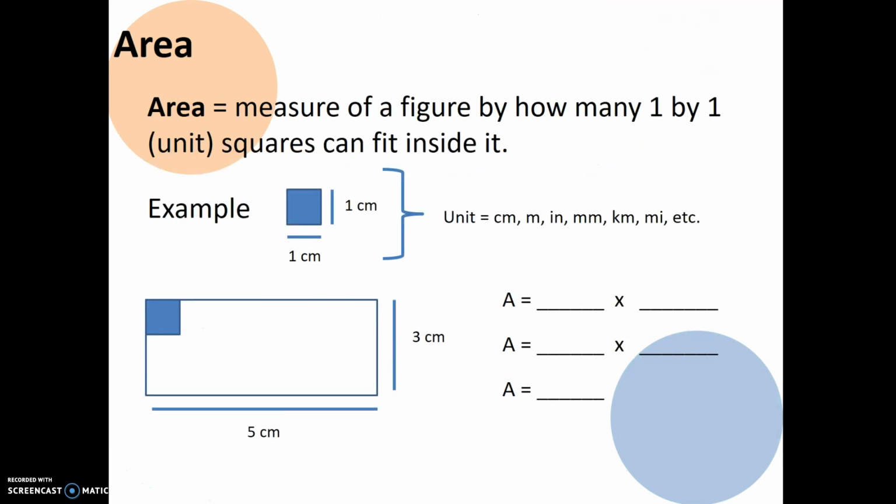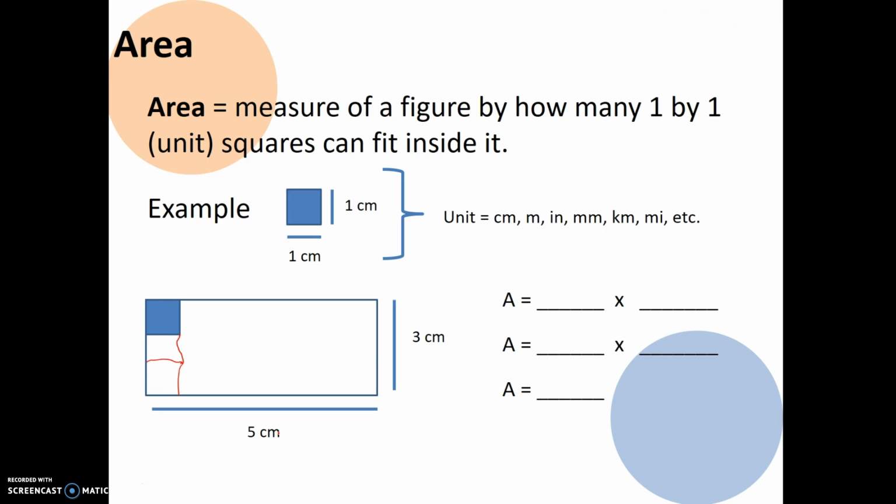Alright, let's get started by reviewing exactly what area is. Area is a measure of a figure by how many 1 by 1 unit squares can fit inside it. So you have in front of you a rectangle, and it measures 3 centimeters by 5 centimeters. Basically, that means this rectangle measures 3 units by 5 units. My measurements are centimeters in this case, but they aren't always.